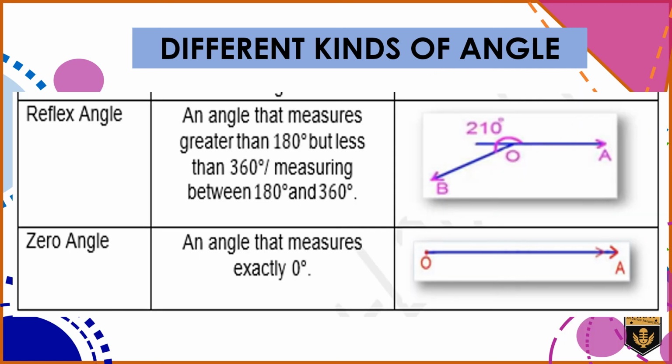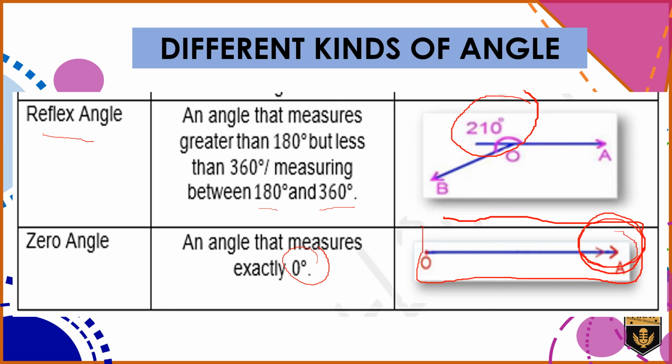Next is reflex angle, an angle that measures greater than 180 degrees but less than 360 degrees, measuring between 180 to 360 degrees. Example, tanawa sa figure, 210 degrees. That's an example of reflex angle. The last but not the least is the zero angle, an angle that measures exactly 0 degrees. Ang zero angle, ang iyang arrow nag-point the same, pareho og point to the right, pwede pud to the left tanan. Ang straight angle kay ang iyang arrow buwag, okay? Ang usa point to the left, ang usa point to the right.